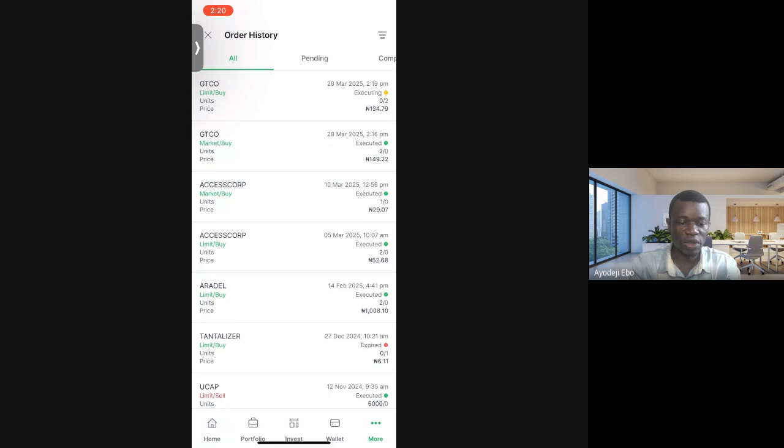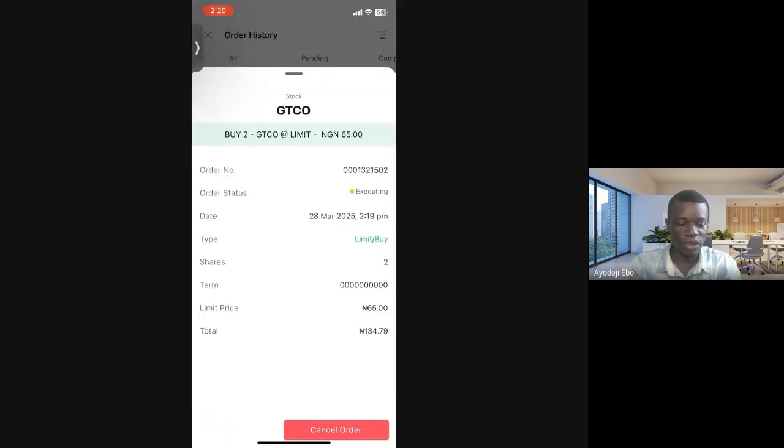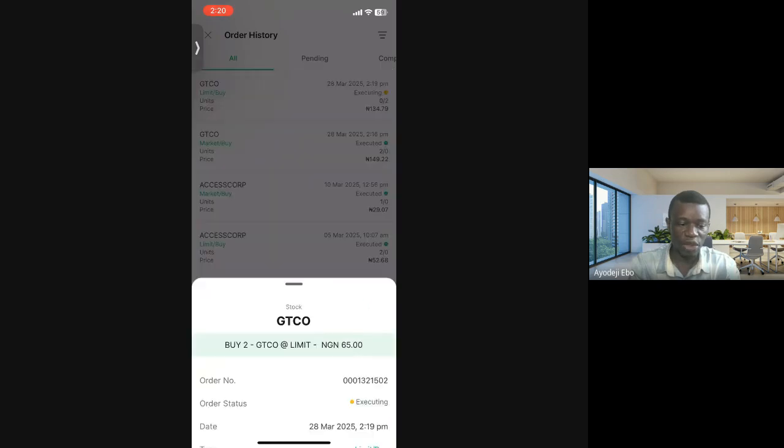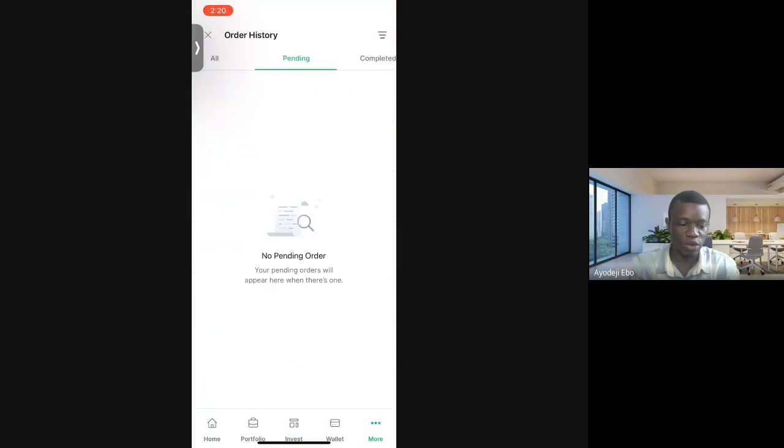The second one is showing executing, because when you click on it, I can see it's at the limit price of 65. Nobody is willing to sell to me at that 65. Over time, if nobody has supplied, I can come back and cancel this order. So you ask people, how can I cancel my order? I can cancel it and queue at a price I think I'm ready to buy.